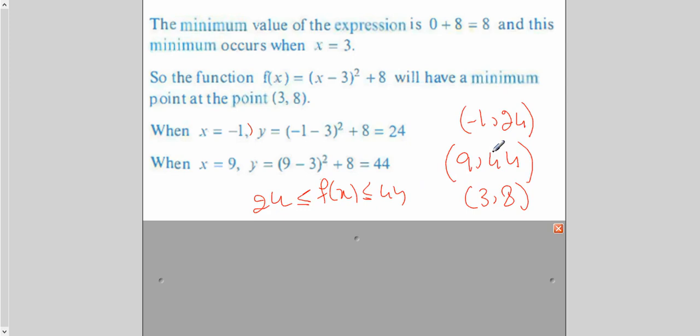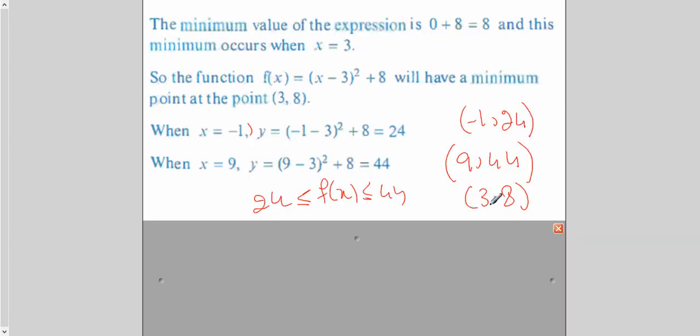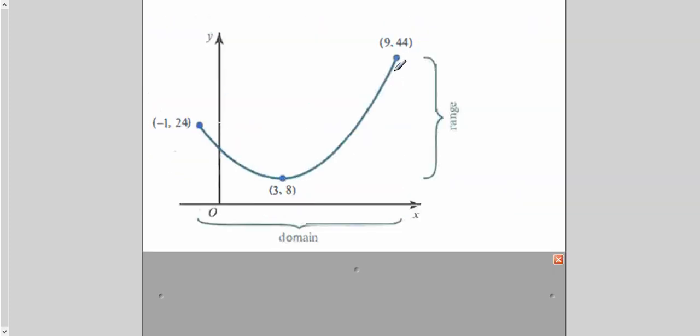Okay, and you know that a parabola, or the sketch of a quadratic function, is a symmetrical curve, right? So let's plot these points. Here they are: (3, 8), (9, 44), (-1, 24). And again, I would say please highlight the key points. It is not done here, but when you do it in an exam, in a test, always highlight. It is important. And you can draw these dotted lines.